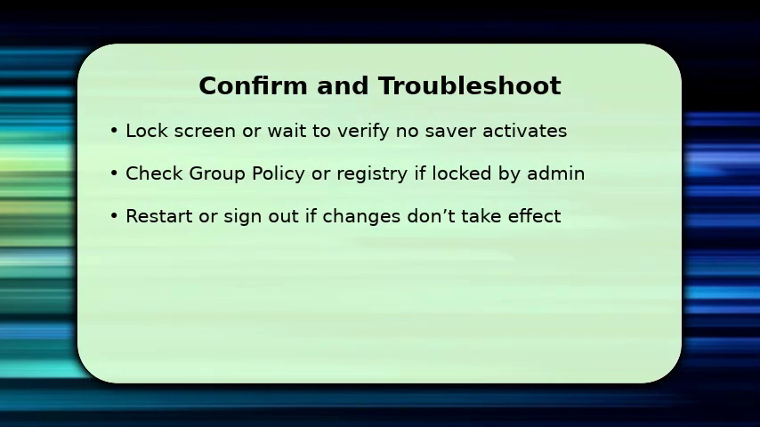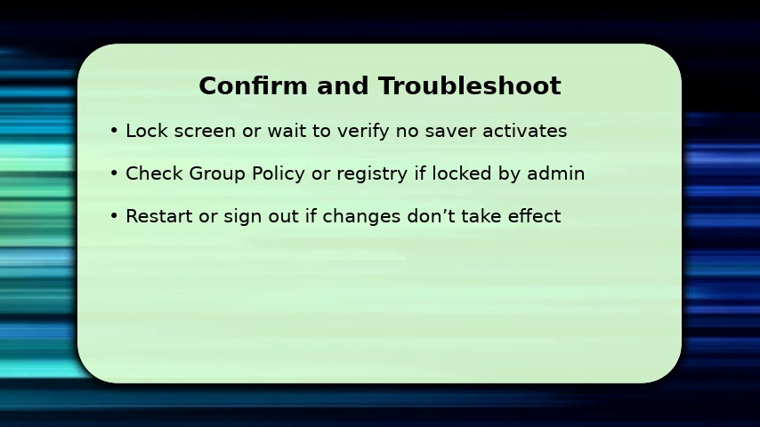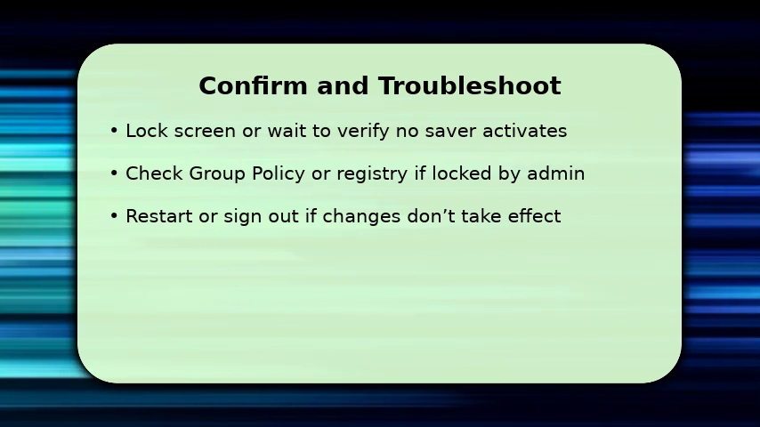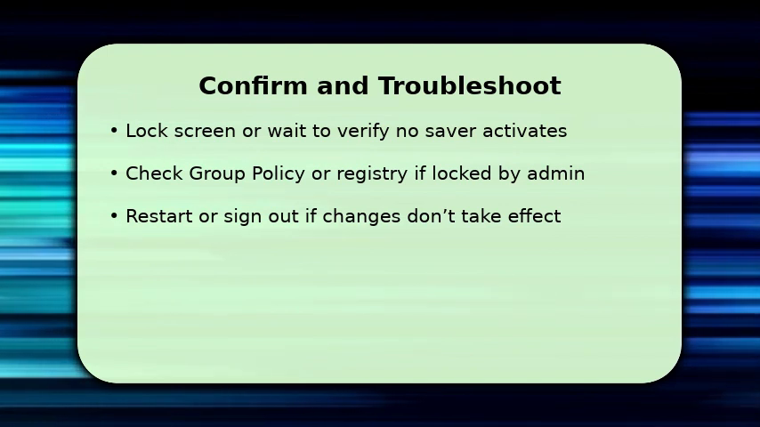Finish by verifying. Lock the screen or wait the idle time and confirm the saver no longer appears. If the option is grayed out, make sure group policy or registry settings aren't enforcing a saver. Open gpedit.msc under Administrative Templates or inspect HKEY_CURRENT_USER\Control Panel\Desktop. If changes don't apply immediately, sign out or restart to force policy refresh.